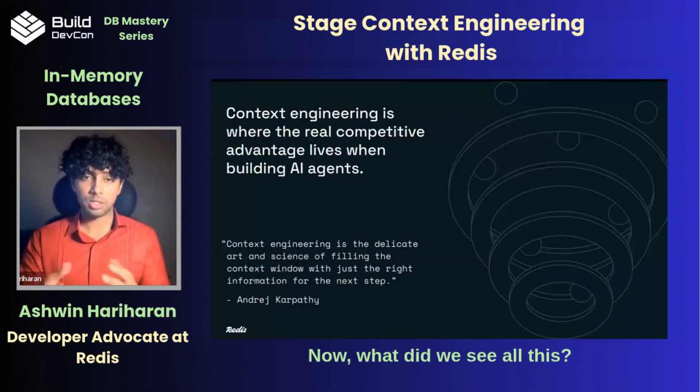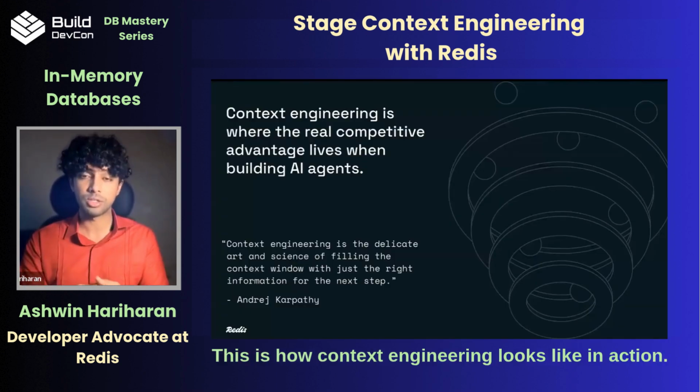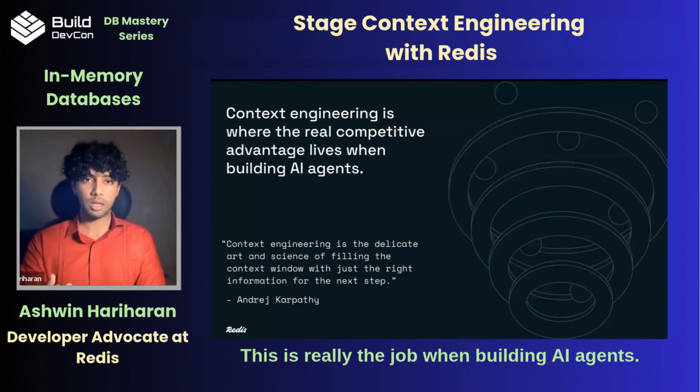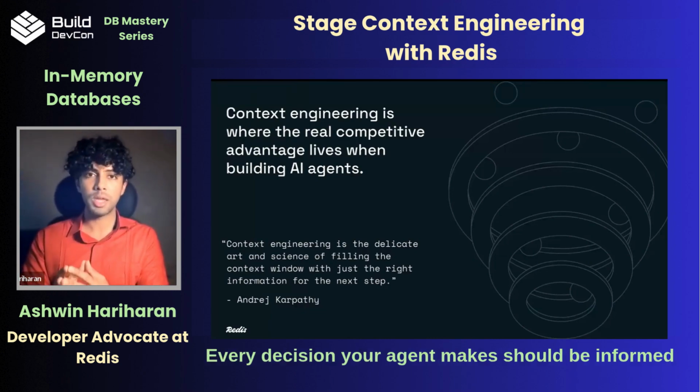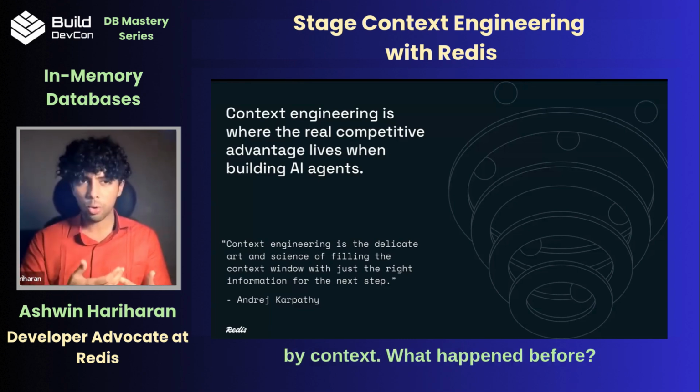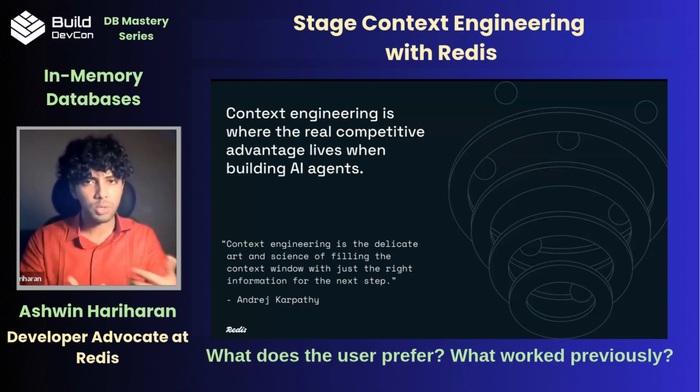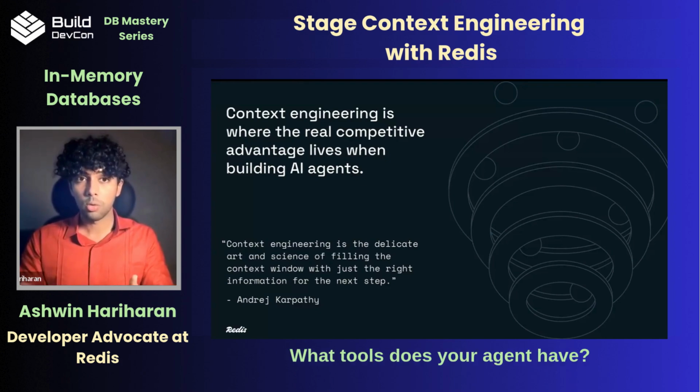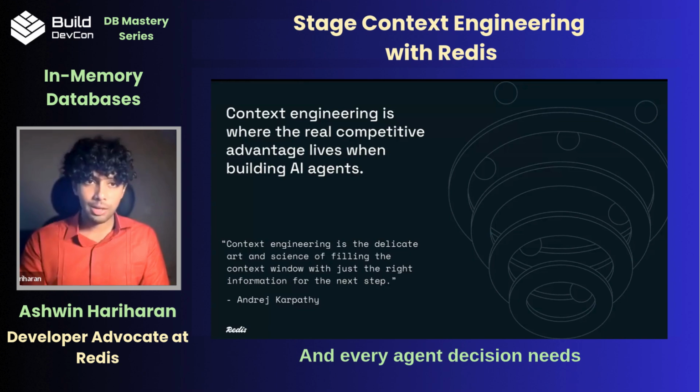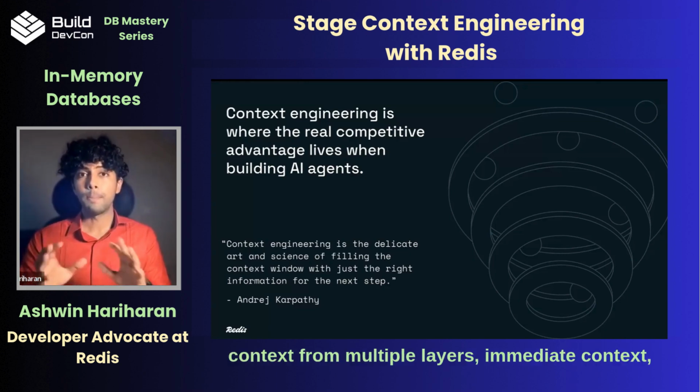Now, what did we see in all this? This is how context engineering looks in action. This is really the job when building AI agents. Every decision your agent makes should be informed by context. What happened before? What does the user prefer? What worked previously? What does the system know? What tools does your agent have? And every agent decision needs context from multiple layers.